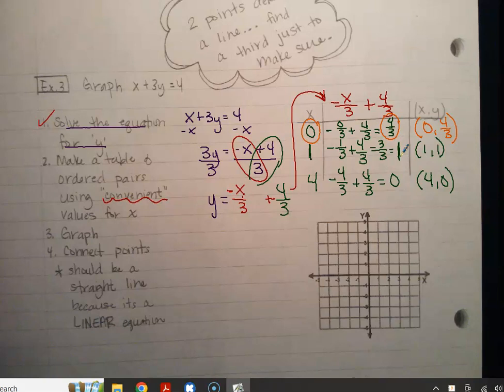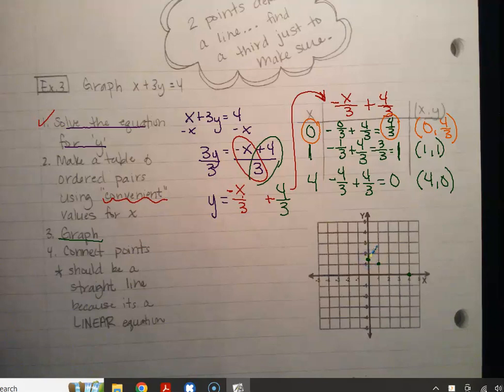Okay. Step 3 is to graph. So let's graph these. So I'm going to do 1, 1, 4, 0, and 0, 4/3. So it's a little bit more than 1. It's about a third of the way up.